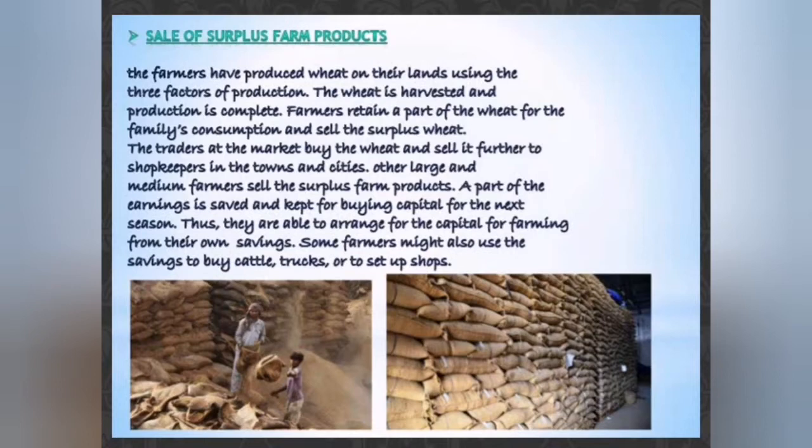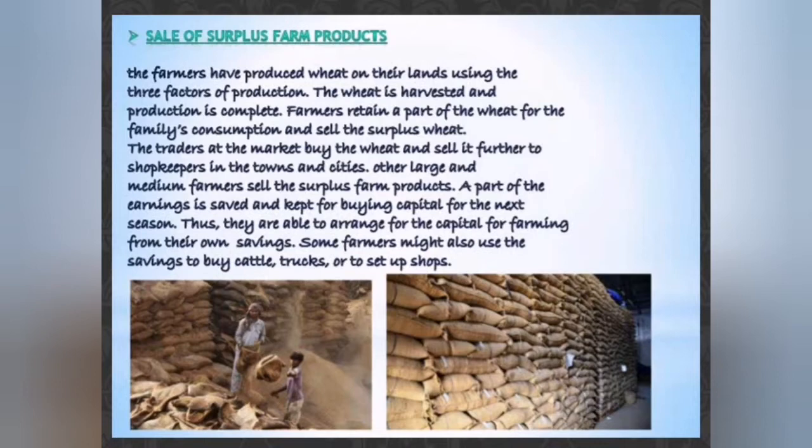Farmers retain a part of the wheat for the family's consumption and sell the surplus wheat in the market. The traders at the market buy the wheat and sell it further to shopkeepers in the towns and cities. Other large and medium farmers sell the surplus farm products.